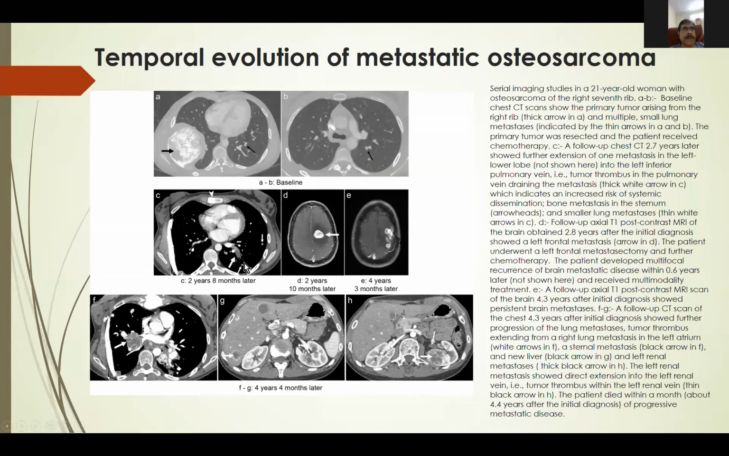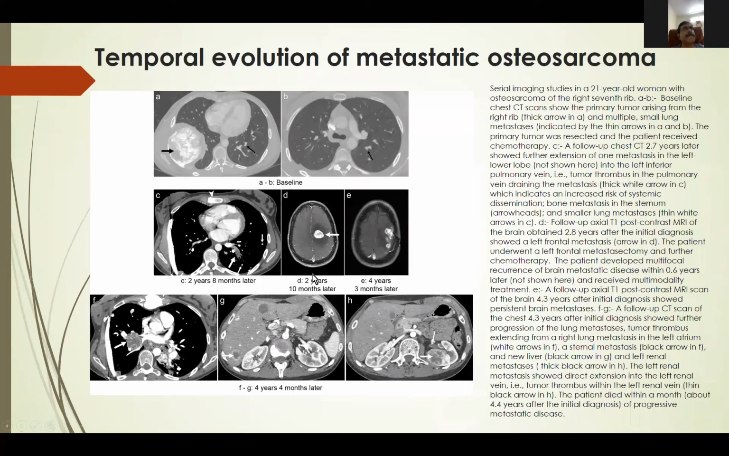And then these lung metastases, like you can see, I didn't show the left lower lobe metastasis, but it was going directly along the left inferior pulmonary vein. And from this point, if you see this tumor going into the pulmonary veins, then you have to raise the possibility that these patients are at risk for systemic dissemination now.